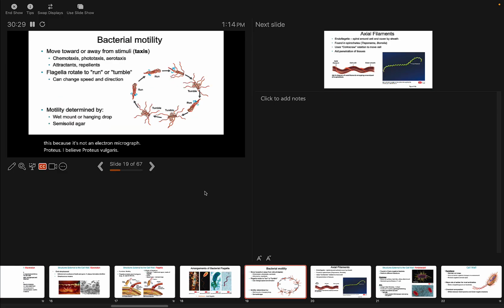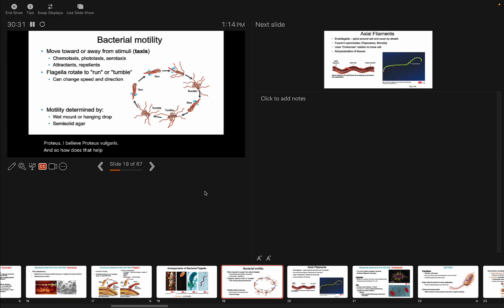And so how does that help them move? So when bacteria move, we call it taxis. I know it's spelled taxis, but we pronounce it taxis. So motility is taxis. And microbes can move either to an attractant or away from a repellent. And those attractants or repellents could be things like various chemicals, maybe nutrients or toxins. It could be light. Maybe they're attracted to light.